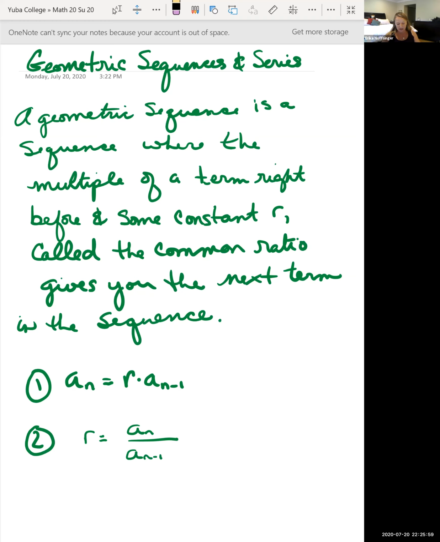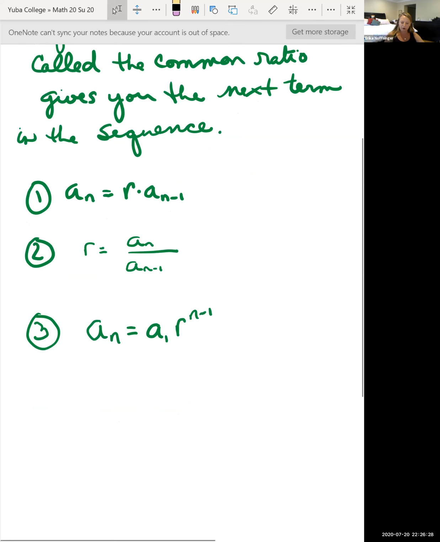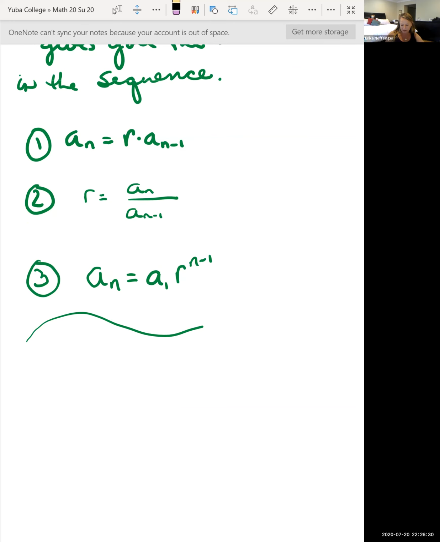And I'm going to derive the third one, similarly to how we had done the third one for the arithmetic sequence. Let me just give you what it is though. And this one is in terms of a sub 1 and R. So a sub n is equal to the first term, a sub 1, times R raised to the n minus 1 power. If you didn't remember that formula though, it comes out pretty easily how to derive it.